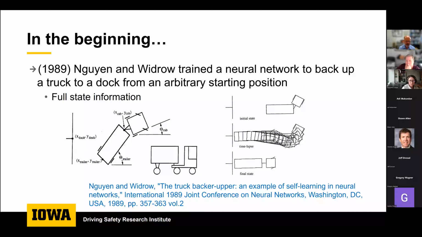And then, given all of the information you see in this diagram, which we call the state information, the position of the truck, the angle of the hitch, the angle of the steering wheels, they trained a neural network to back that truck up and do the necessary steering so that it would hit the dock. Okay, so that was done in the late 80s.